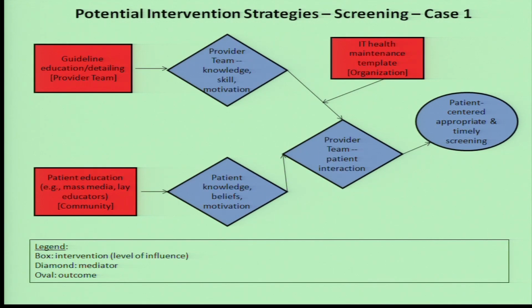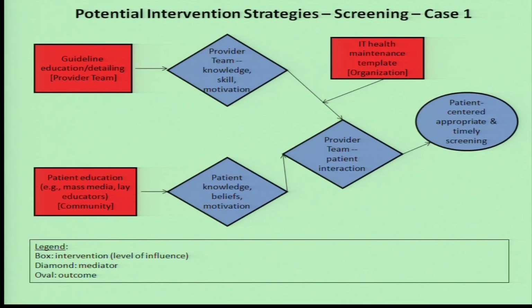Additionally, can patient education, such as mass media, lay educators, be put in place? Here you're targeting the community level knowledge outside of the practice system. These two interventions could improve provider team knowledge, skill, and motivation, and also patient knowledge, beliefs, and motivation, so that they would then have a productive provider-team-patient interaction. The upper right-hand box, however, highlights that an organizational strategy instituting in their electronic system a health maintenance template to cue the physician to bring up prevention issues could actually escalate the impact of the first two strategies. And thus, you have three strategies which are designed to improve the mediator measures which get you to your outcome.